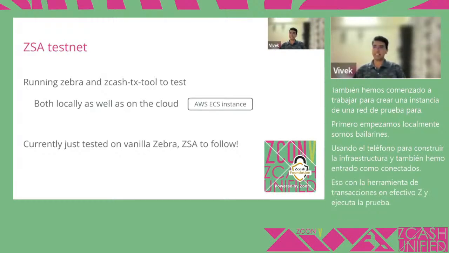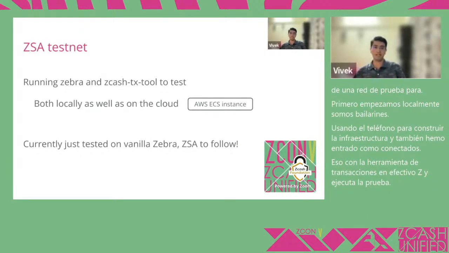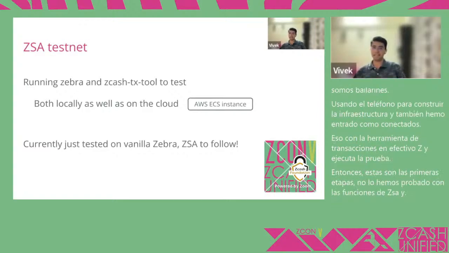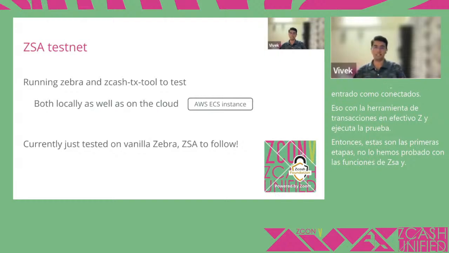So this is early stages. We have not tested this out with the ZSA features and with issuance and so on. We have, however, understood how to get everything running on the testnet. So that should be good for when we are ready to test the pieces all together.